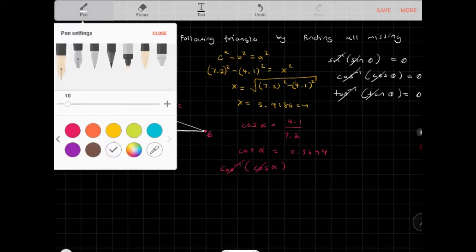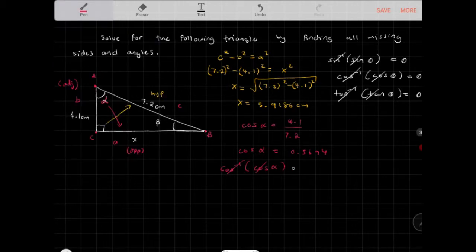But whatever you do to one side of the equation, in order to keep it the same, you have to do it to the other side. So cosine inverse of 0.5694. Now you can see that alpha is equal to the cosine inverse of 0.5694. If I punch this in my calculator, you should see that alpha is equal to 55.29 degrees. I'm going to round to the nearest degree, so let's do 55 degrees.